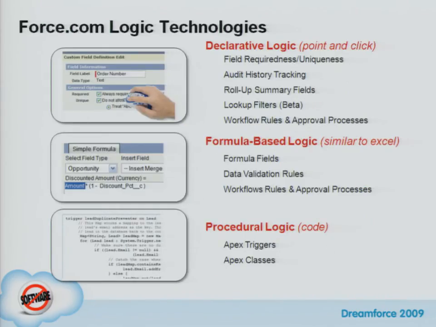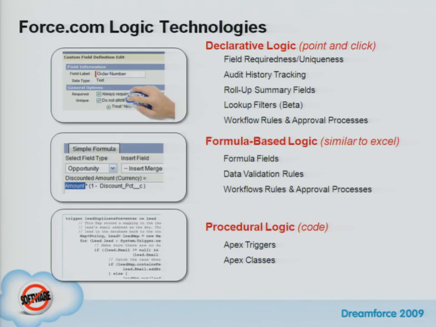So in terms of Force.com logic technologies, we have this declarative point and click, and these features include things like making fields required. That type of logic is very easy. One checkbox and you have it. Or again, when you create an object in Force.com, you can instantly give it the ability to track some of those fields so you can know what has changed, giving you that auditing and compliance. Using master-detail relationships, you can have roll-up fields, which I'll show you a little bit later.